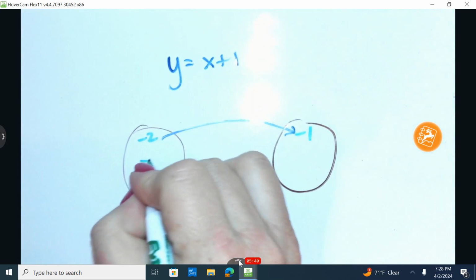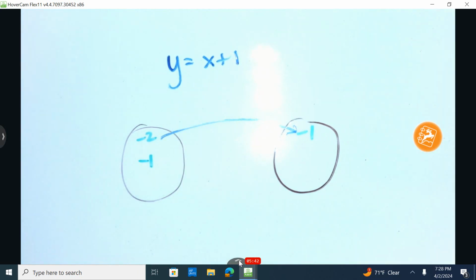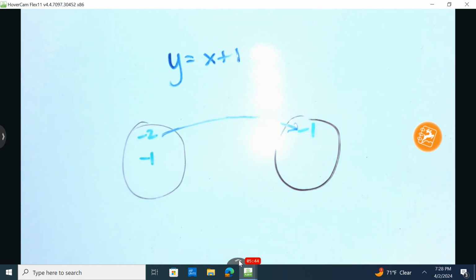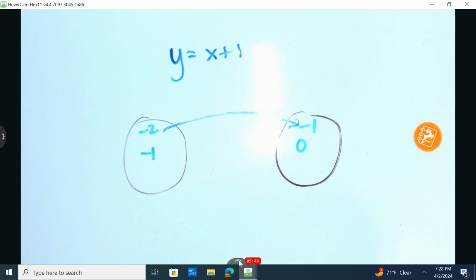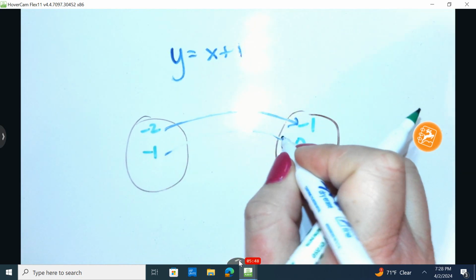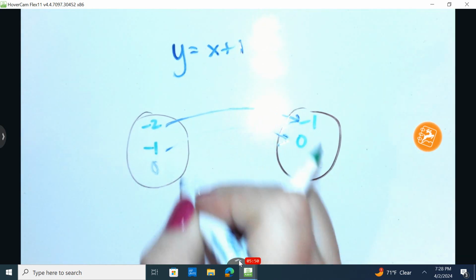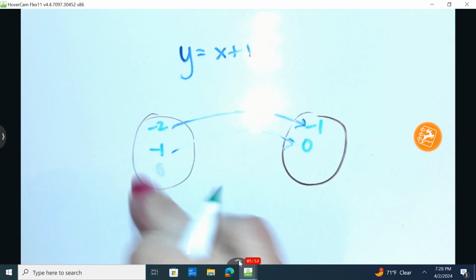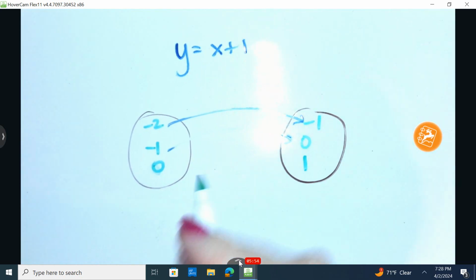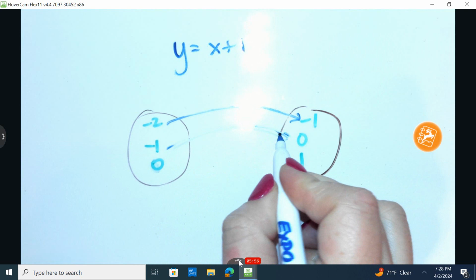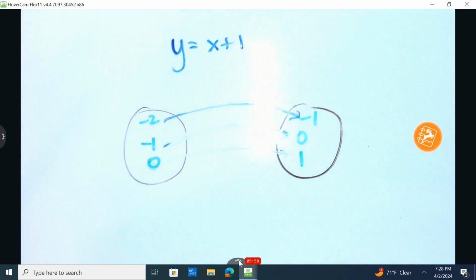Let's try -1. -1 plus 1 is 0. What does this mean? It means -1 maps on to 0. Let's do one more. If I plug in 0, 0 plus 1 is 1. What does it mean? It means that 0 maps onto 1. All of that is a very basic concept.